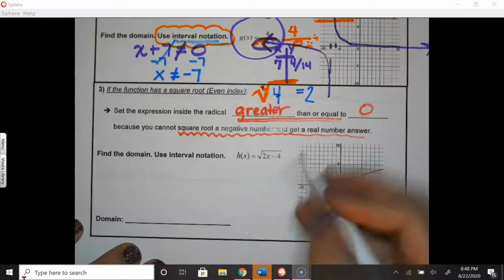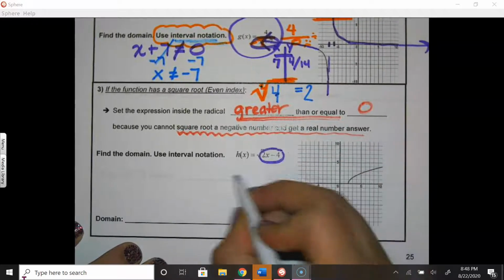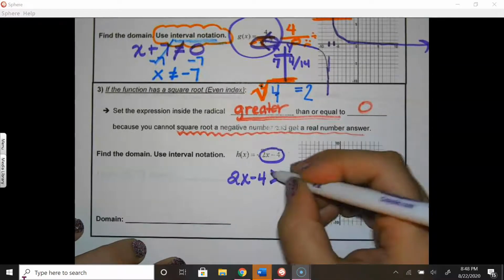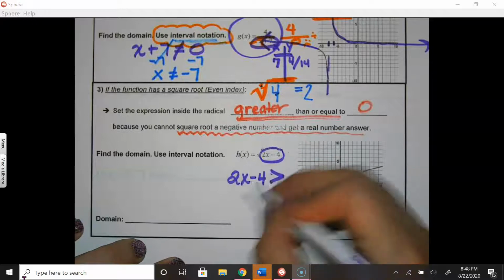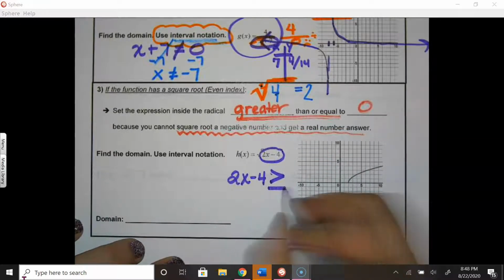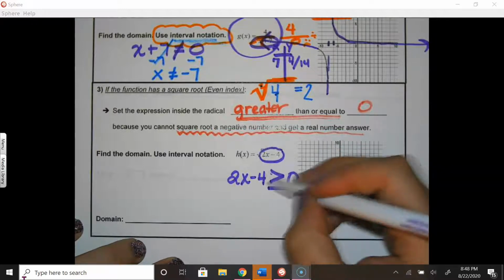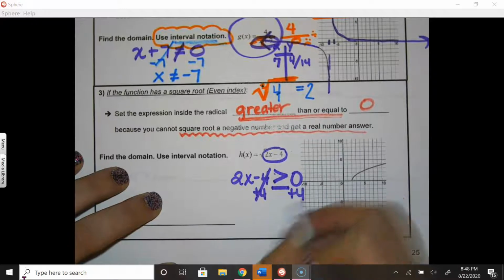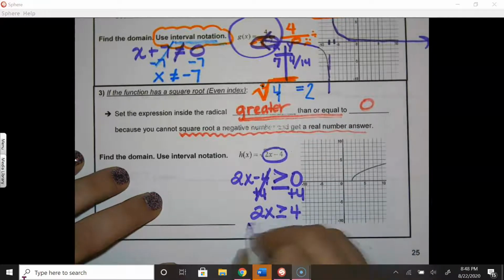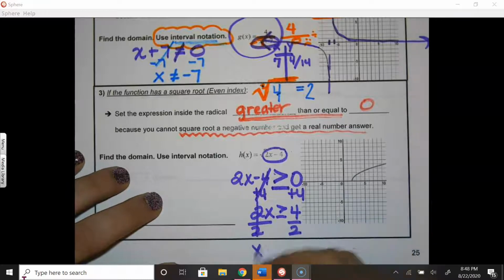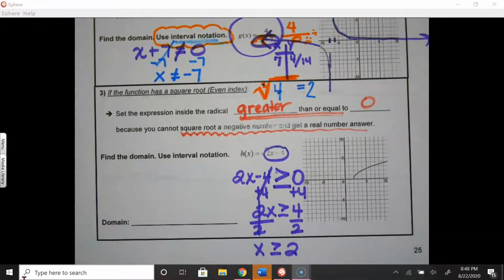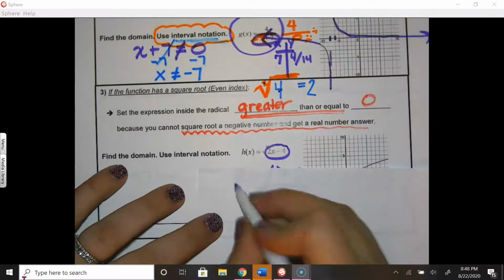So it says find the domain. You're going to take whatever's inside, so 2x minus 4, and this number here needs to be greater than or equal to 0. So it has to be a number bigger than 0 or equal to 0. Now we're going to solve this. We're going to add 4 to both sides, then divide by 2. And in my own words, the numbers that can go into this spot for x have to be greater than or equal to 2.